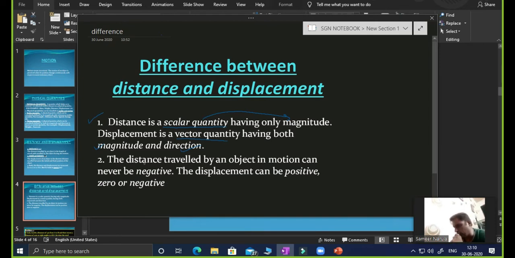The second difference is that distance cannot be negative. The distance traveled by an object in motion can never be negative, but the displacement can be positive, 0, or negative. I will take a few examples and some numericals in which you will get to know how the displacement happens to be 0. So this is the basic difference between distance and displacement. Now we move on to the numericals.